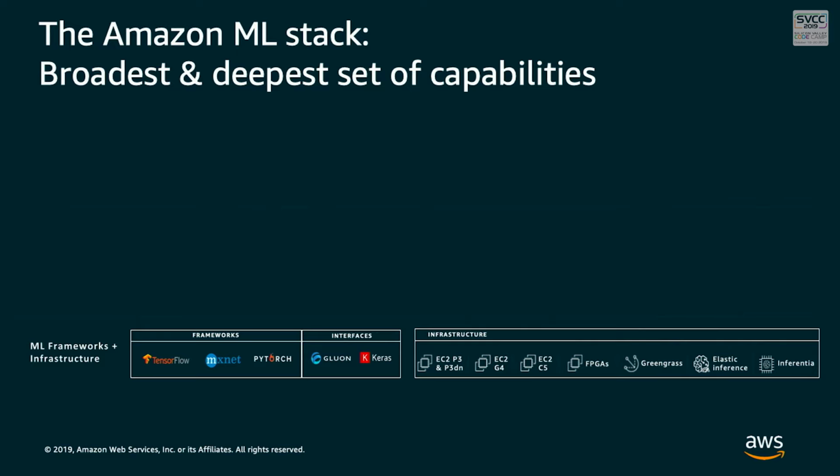Now, how does Amazon look at machine learning? We look at machine learning essentially as three layers. The bottom layer is meant for expert machine learning developers and practitioners who know exactly what they want to do. They know the kind of infrastructure they want to stand up, whether on P2 or P3 GPUs, because GPUs have lots of cores, and that's how you run your algorithm.